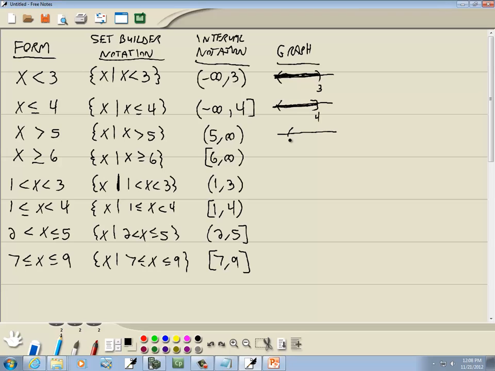This one's 5, parentheses on the 5, parentheses open that way. It's going to positive infinity, which means I shade to positive infinity. This one, bracket on the 6, bracket on the 6. It's going to positive infinity, so I shade to positive infinity.